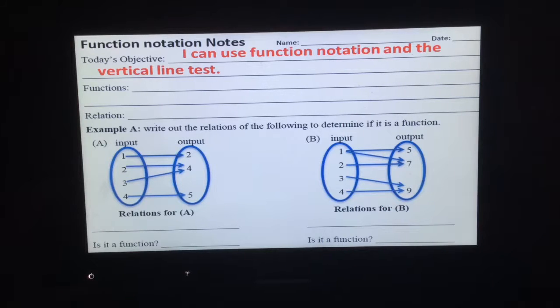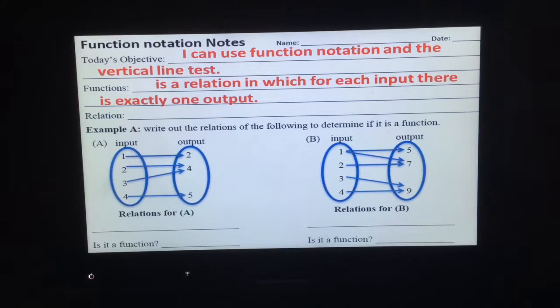All right, now we've been using this word for about a week and a half now, the word function. Now, what does the word function mean? Well, let's write down this definition. A function is a relation in which for each input there's exactly one output. Now what this actually means is that when you have ordered pairs, the x part of the ordered pair does not repeat. So let's go ahead and write this down. The x does not repeat.